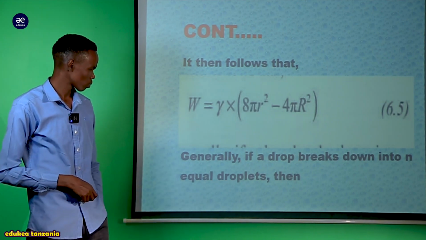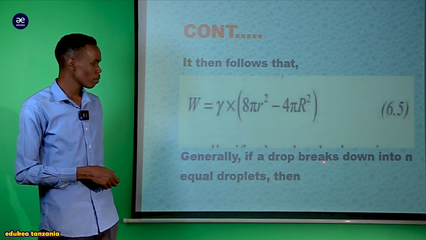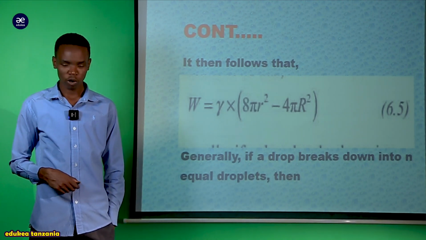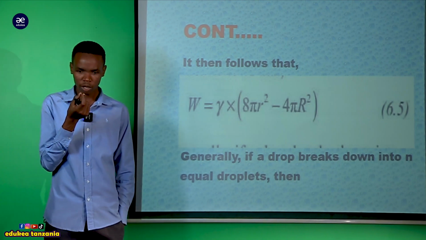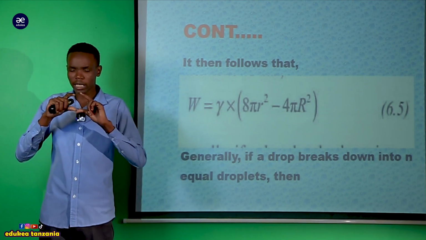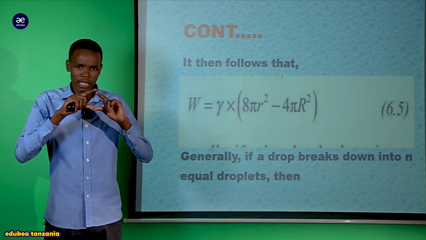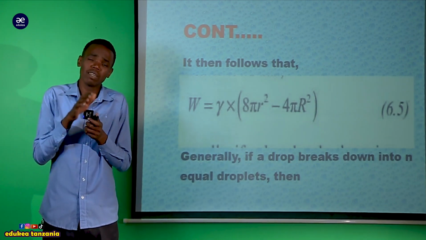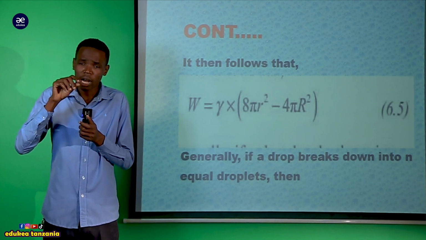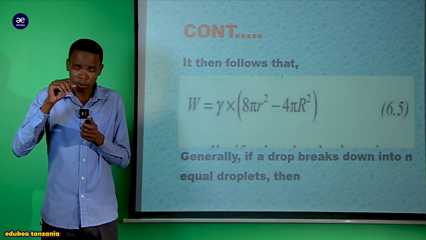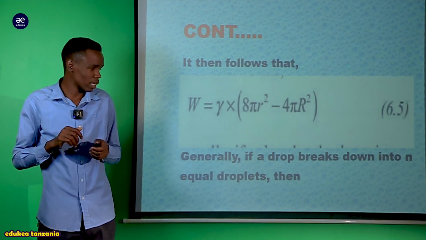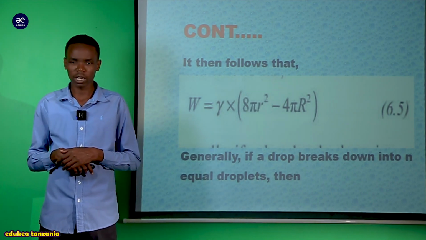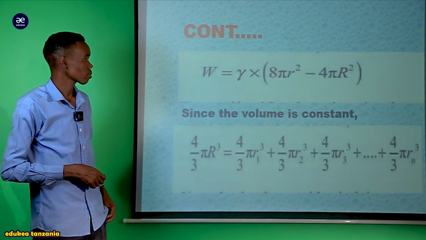So generally, if we drop a break down into any equal droplets, sasa tuassume kwamba ile single droplet sasa imevunjika, kwamba imebreak into several items, kwamba imevunjika mpaka ikatengeneza vipande vidogo. It means several identical droplets. Now how can we get the work done? This is what we are going to try to observe, my lovely student.